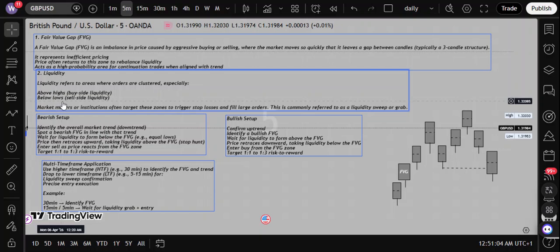Now, market makers or institutional traders often target these zones to trigger stop losses and fill large orders. This is commonly referred to as a liquidity sweep or grab. Liquidity areas function in these two ways. Number one, liquidity areas are usually areas where retail traders love to put their stop loss, and by so doing they are accumulating orders. At the same time, this liquidity area also serves as a target for institutional traders.